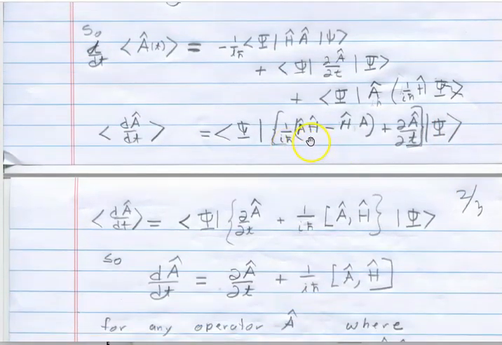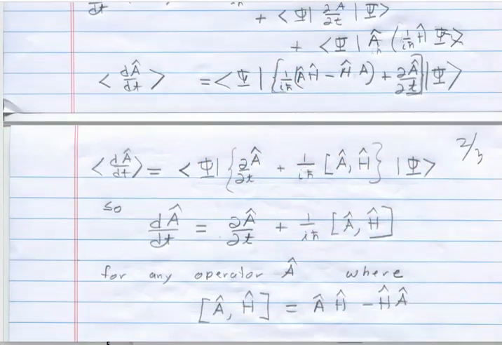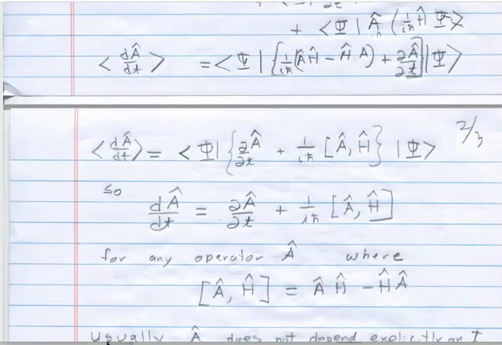And if you remember, this is nothing more than the commutator of the two operators. It's the commutator of A with H, where I define the commutator to be AH minus HA. I've still got my 1 over iħ, and it's sandwiched in between these two. And then we're back to the sort of standard representation.